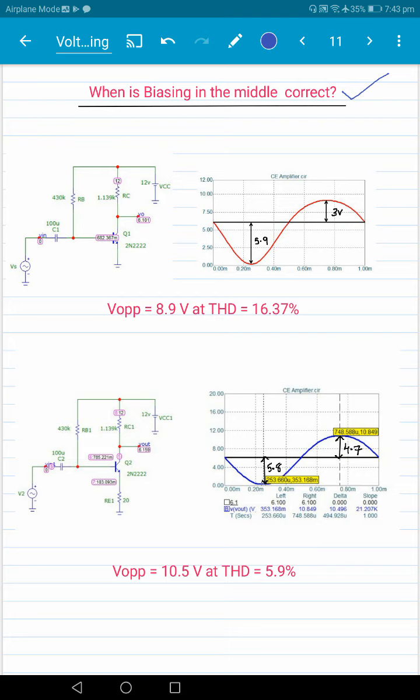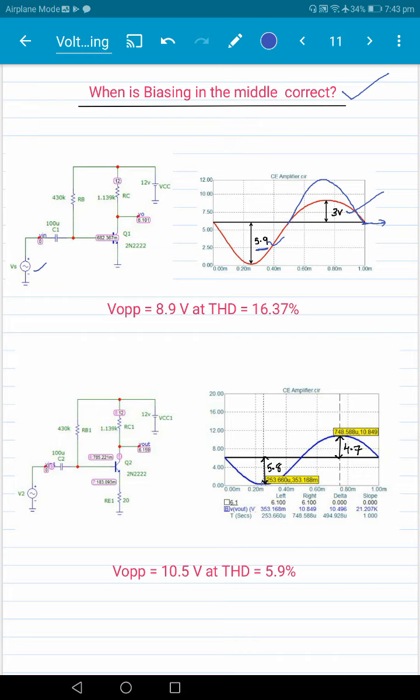And so if you look at this particular problem, we see why biasing in the middle is failing. Biasing in the middle is failing because note that as we try to increase the input here, on the negative side it goes to 5.9, just enters saturation, but on the positive side it goes to only 3 volt here. And that's because of nonlinearity in the transistor. Now, if somehow we could reduce or eliminate nonlinearity, then if it went to 5.9, it would have gone to 5.9 here also, right? And then biasing in the middle would have been fine.